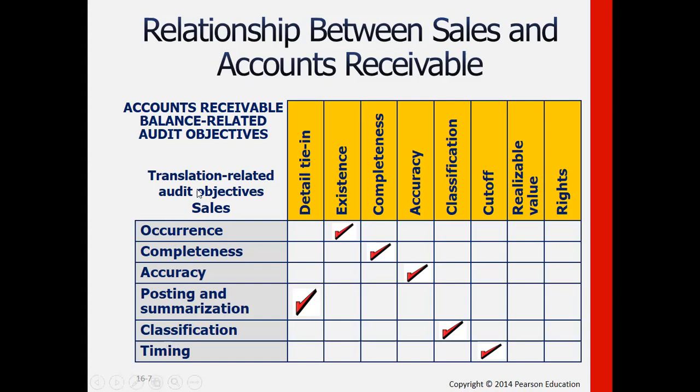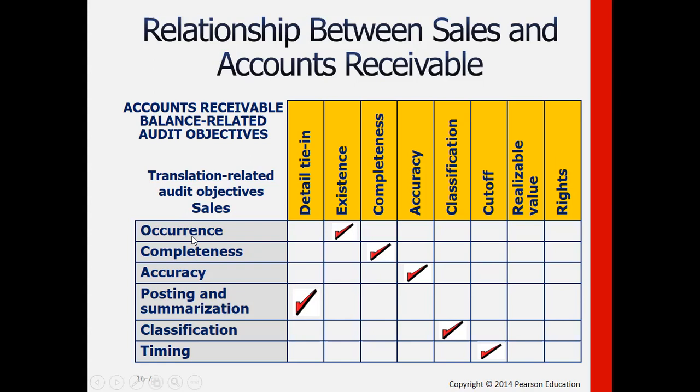For the sales, we have the transaction related audit objectives. So we have here the detail tie-in down to rights. Normally, we have common items, but which items are somehow new to us? Probably the detail tie-in. But again, as we've said, this is when the details of the accounts are being connected to our ending balances, and vice versa. Okay, so we can see here the check marks in red, which indicate that they are the same.